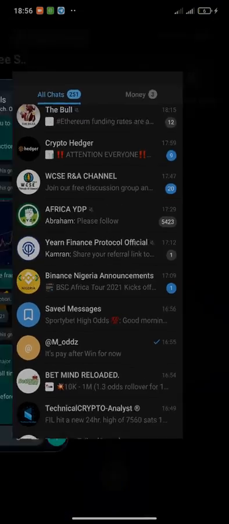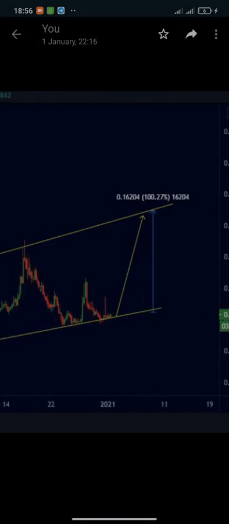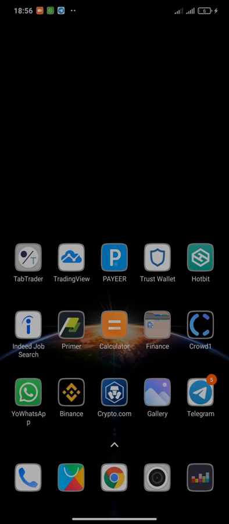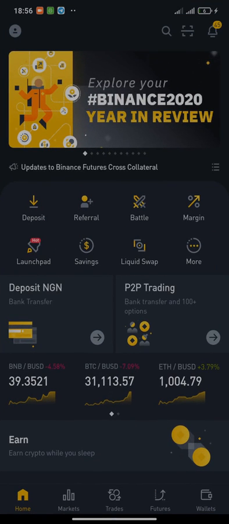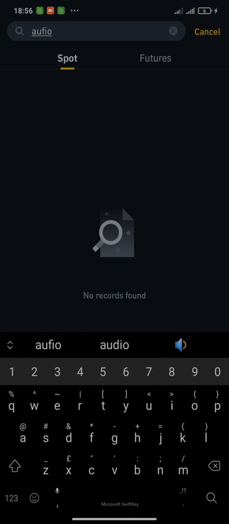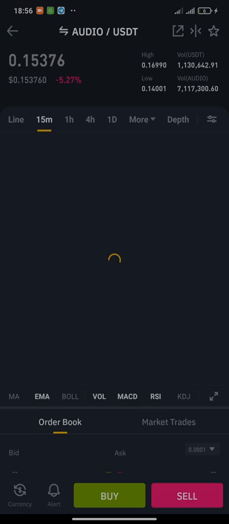So hold on. So here now, let's say I'm going to buy at 15842 sats. So I'm going to go to Binance and buy. I'm going to go to audio. That trade is audio USDT. So I'm going to come here. I'm going to search for audio USDT. Of course, that is an old chart here. So I'm going to come to audio.